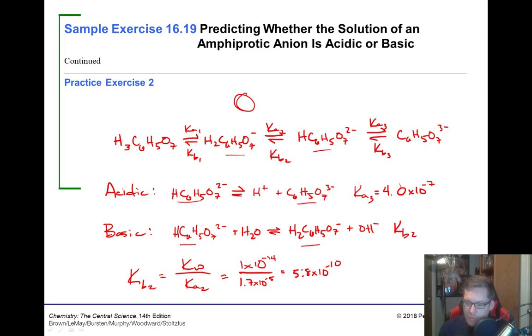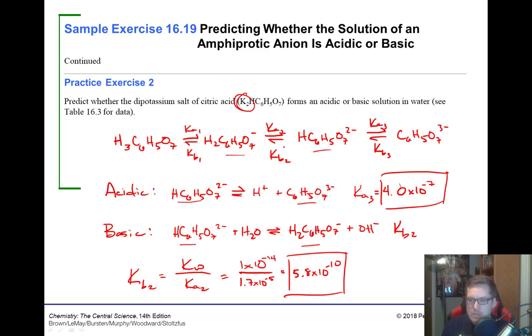All right, so now we just compare these two values, our Kb2 and our Ka3. Our Kb2 is smaller than our Ka3, so that means our acidic portion will win. So therefore, our solution here is acidic overall.